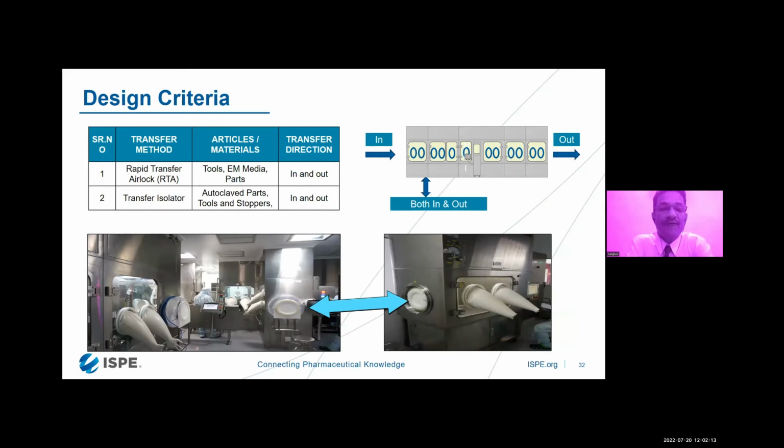Apart from this, there are other design criteria, which are going to be the RTPs, the rapid transfer ports, wherein the tools, the media parts, and the autoclave parts will get transferred. How the design has to be, how you have to do the alpha beta interlocking, how you have to transfer the material, everything is going to get defined when you define these particular ports onto the machine.